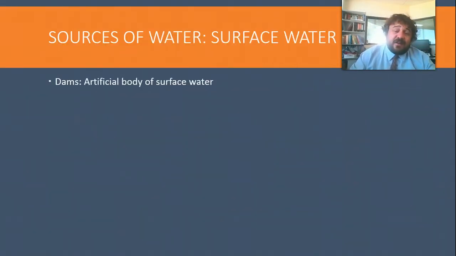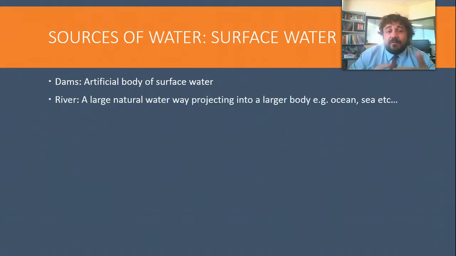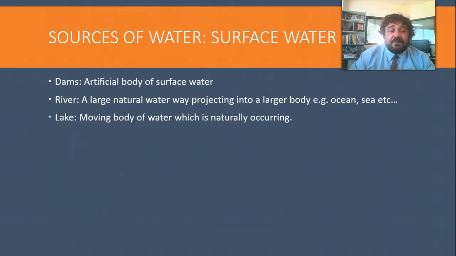Alright, so surface water. Basically, we've got dams, which are artificial bodies of water. We've got rivers, which are large, natural waterways that flow into a larger source of water, and this is usually the oceans. You've got a lake, which is moving water, which is naturally occurring. So it's not water that's sitting still. It's got currents and whatnot in there.